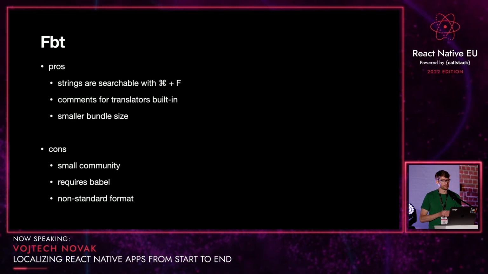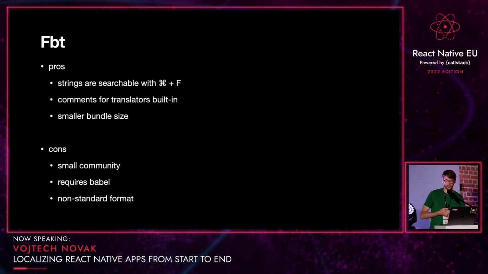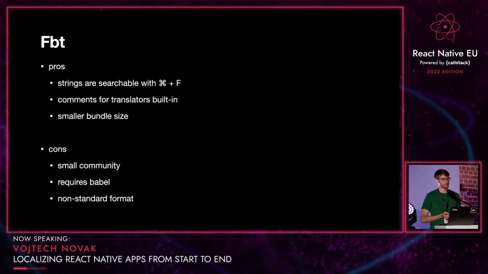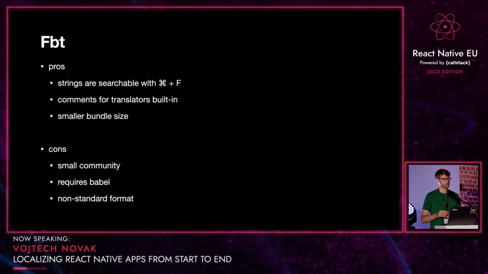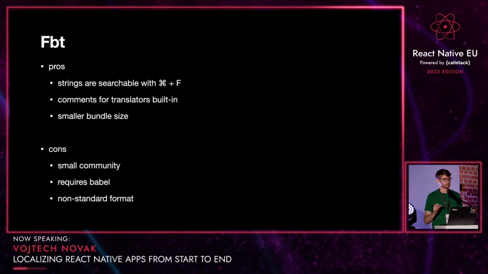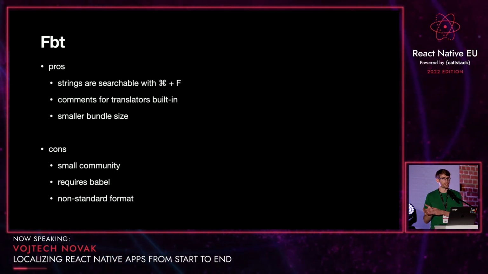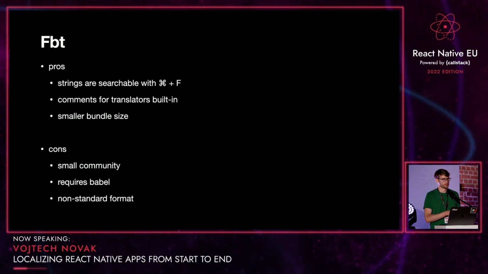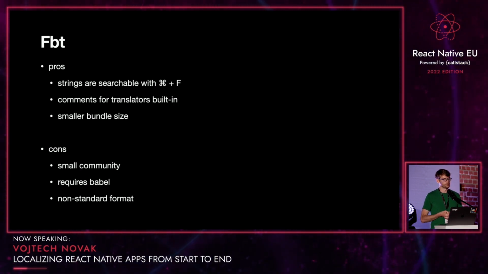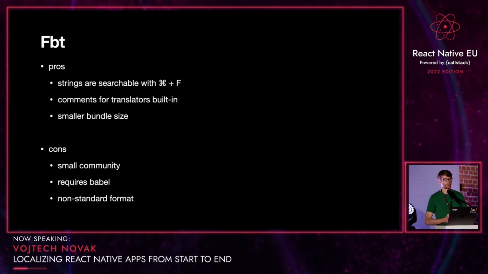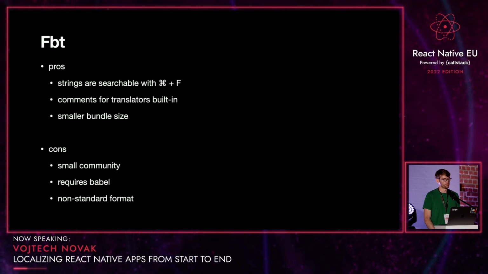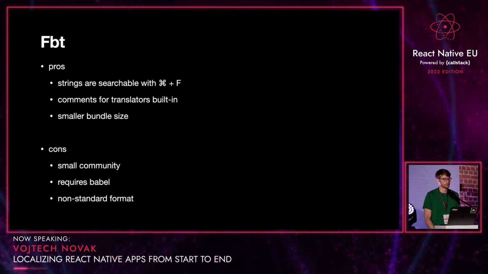To wrap this up quickly, the comparison. I would say, FBT, the pros, what I like about it is that the source code of your app is kind of easily searchable. Just by Command F, you can find the pieces of strings that you're looking for. Whereas, if you're using i18next and you have the translation keys, which are some identifiers, you will not find the translation or the strings themselves in the sources. Also, what's interesting about FBT is the support for comments for translators, and as I said before, they are required. Also, FBT has a smaller bundle size.